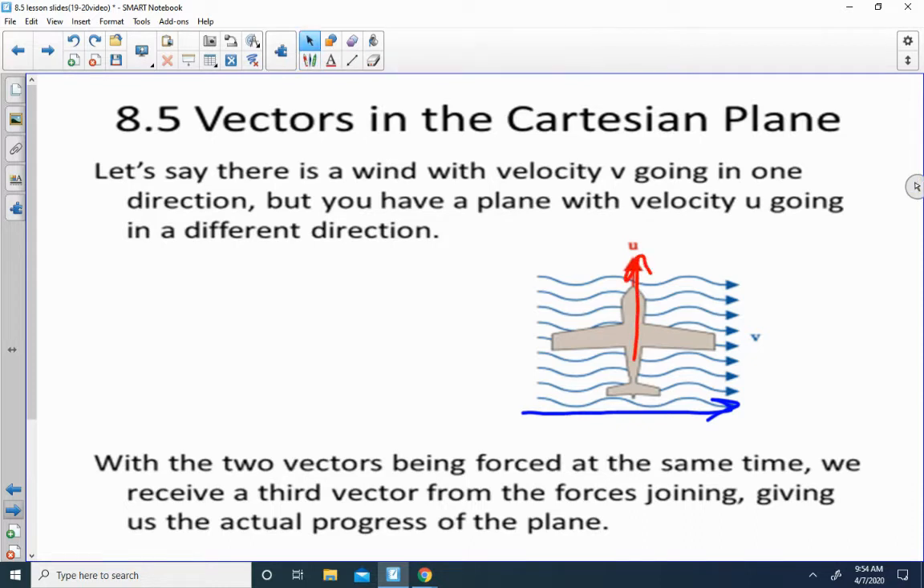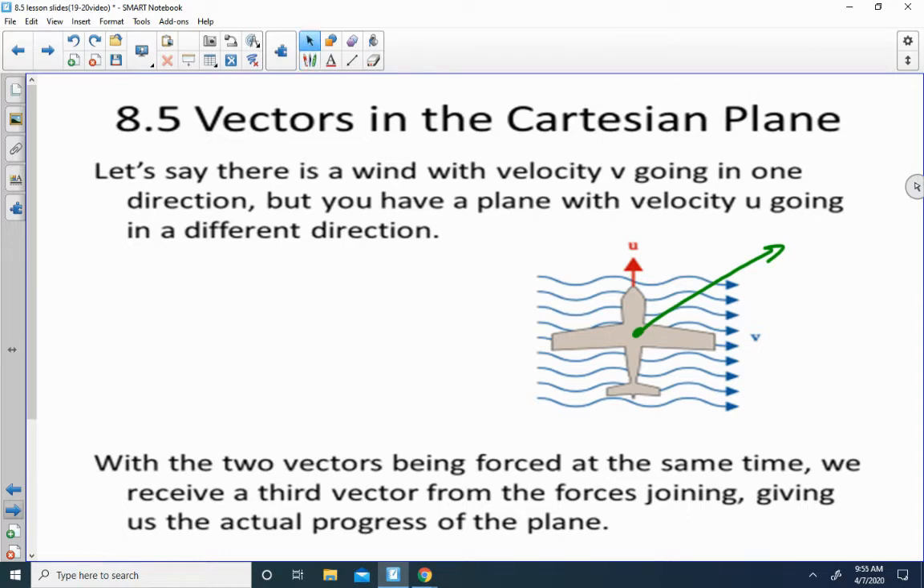Now, with these two vectors being forced at the same time, we would receive a third vector from the forces joining. Because let's be fair, if you're flying this plane due north and you have a wind that's pushing you due east, do you really think your plane is going to keep going perfectly north? Probably not. Chances are your plane is going to keep forcing itself to go north. The wind, if it's a really strong wind, is going to push you somewhere to point in this direction. So in other words, the two forces working together will get you somewhere in the middle.